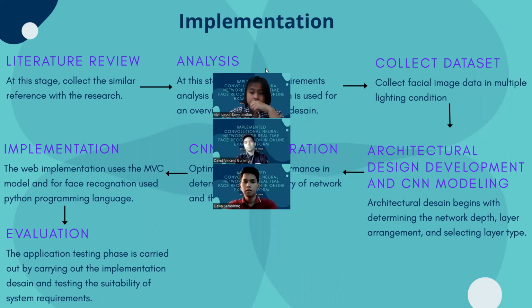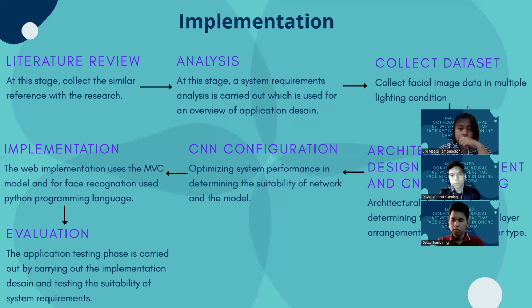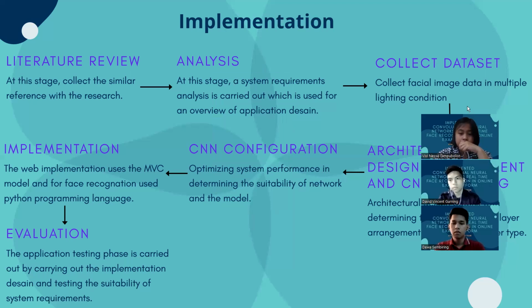Architectural design begins with determining the network depth, layer arrangement, and selecting layer types. And then we do the CNN configuration to optimize system performance in determining the suitability of the network and the model. And then we do the implementation, where we develop the exam web platform using the MVC model. For the face recognition, we use the Python programming language. And last, we do the evaluation, where application testing is carried out by implementing the design and testing the suitability of system requirements.